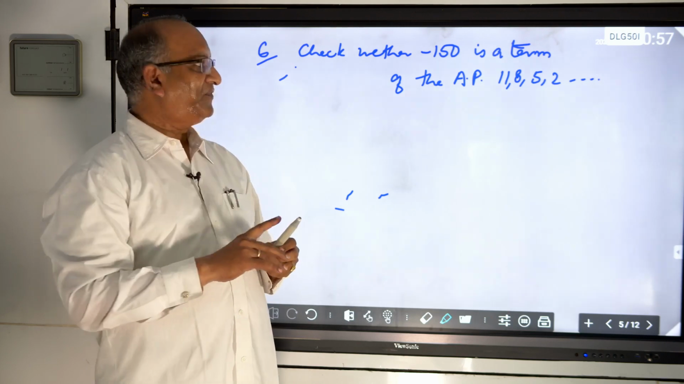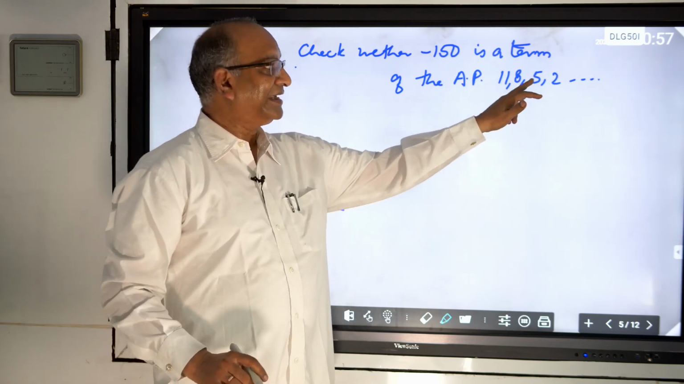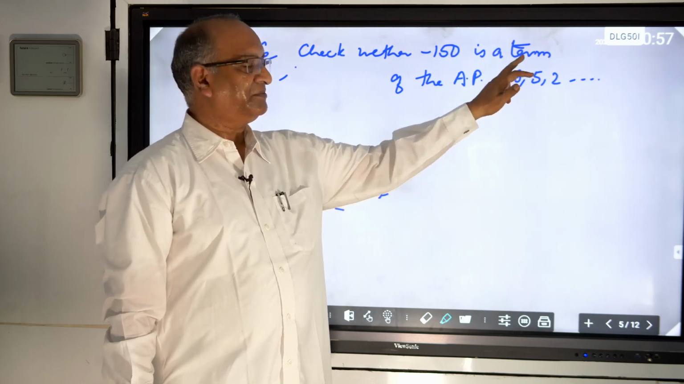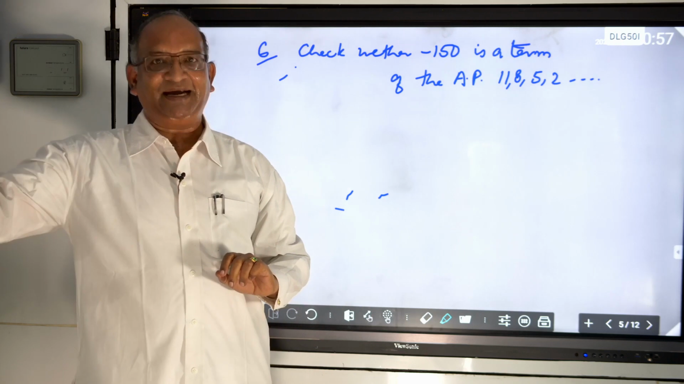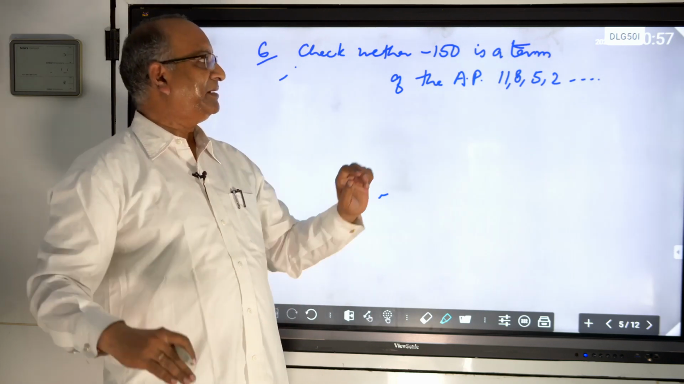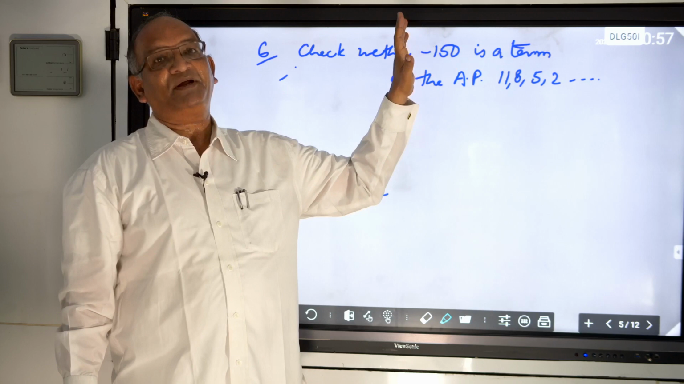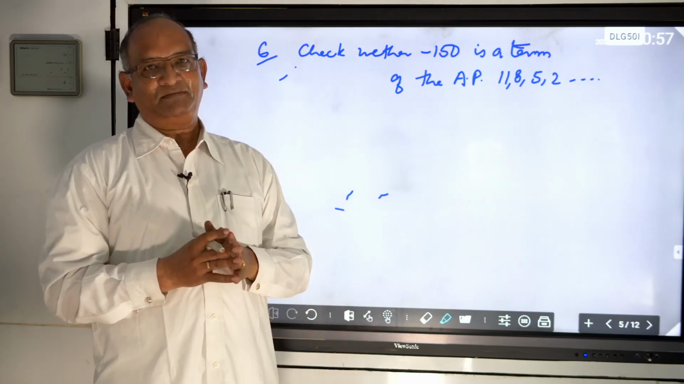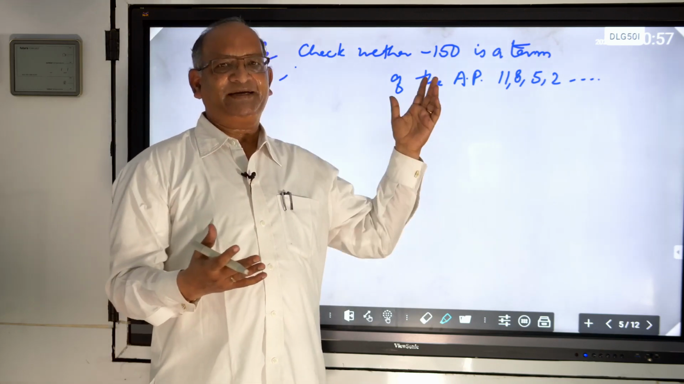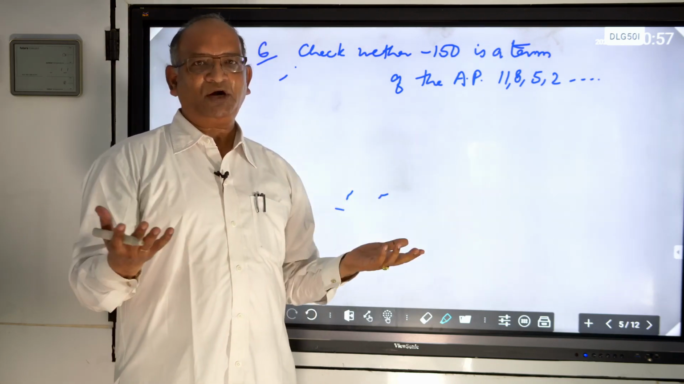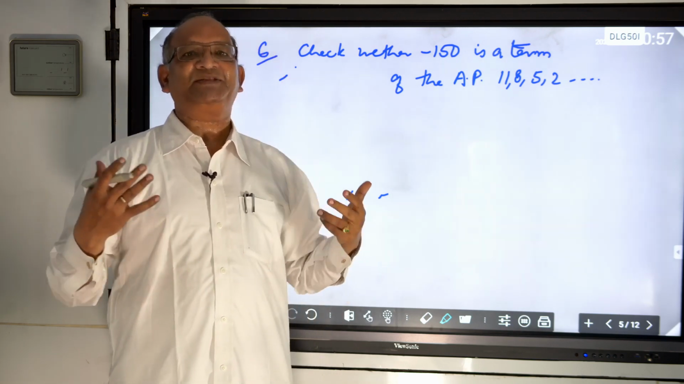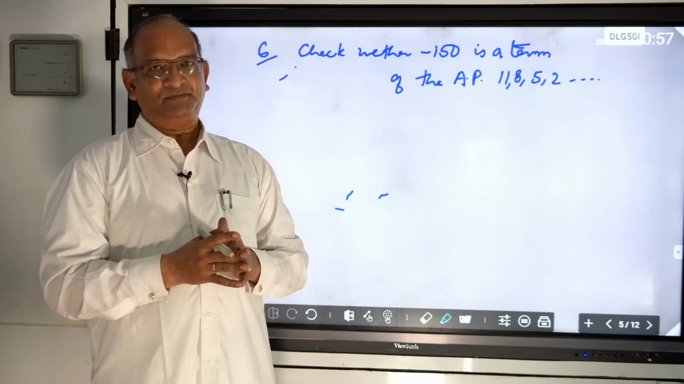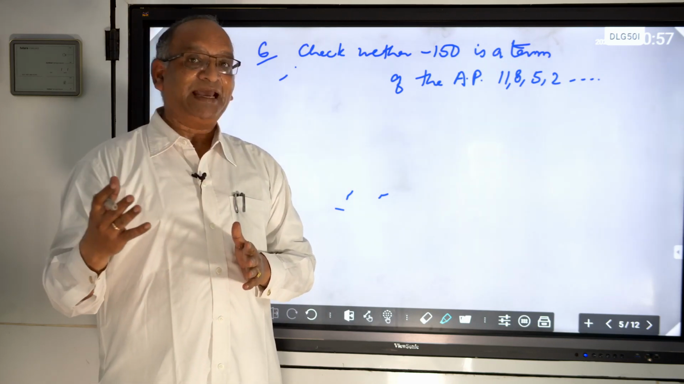Thus, direct inference can be that the terms are decreasing. The first term is 11, next term is 3 less, next term is 3 less. So it is possible that as we proceed, there may be -150 also a term. But we do not know. So how to do that? We'll assume that it is a term of the sequence. Since we do not know which term, we'll assume it as nth term. We assume that nth term is -150, and then find out what is n.